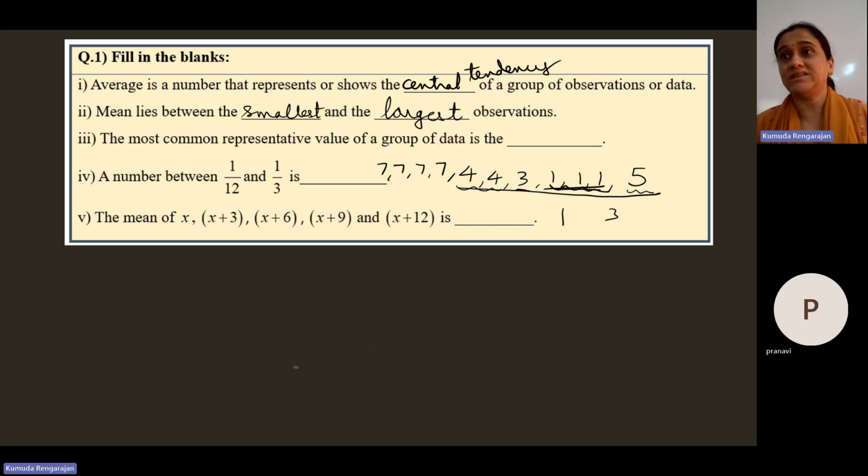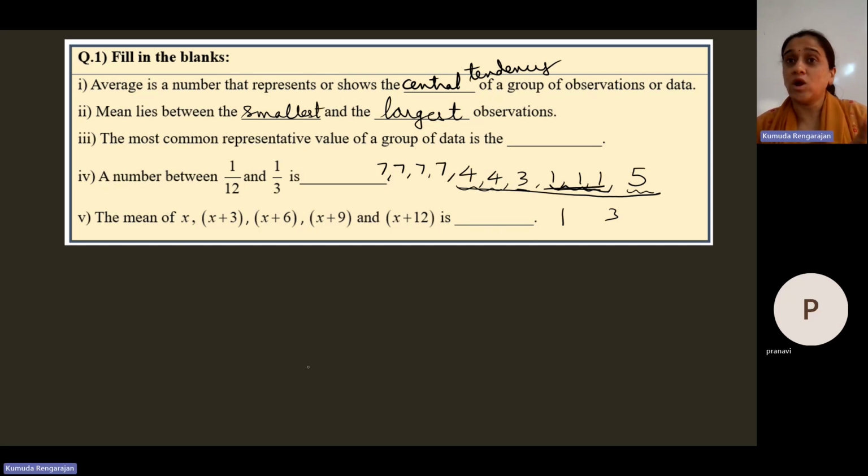So mode can be the smallest value of the data. It can be the highest value of the data, or it can be any value in the data. That value or that number which repeats most number of times is the mode. And it can be the smallest value or the largest value or any other value of the data, right?